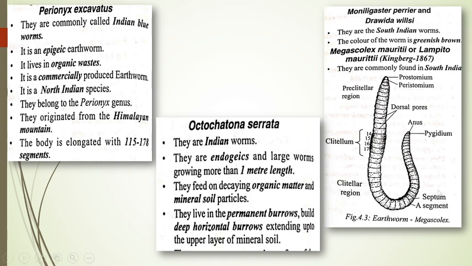Then Dravida willsi is a South Indian worm. The color of the worm is greenish brown and it is mostly found in South India. Here the structure is present. Prostomium means mouth, and clitellum is present in body segments 14, 15, 16, 17. It is mainly responsible for formation of the egg case and is found only in earthworms which are ready to reproduce. The segments consist of setae.